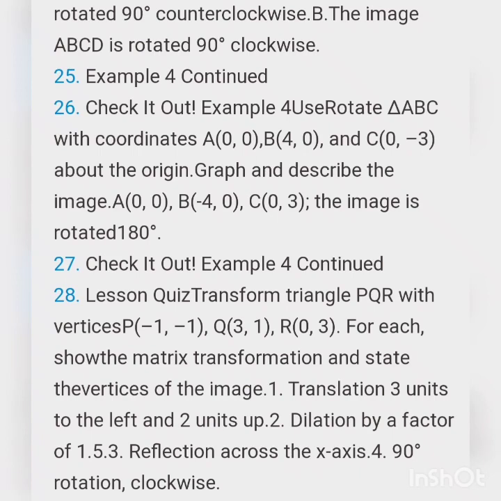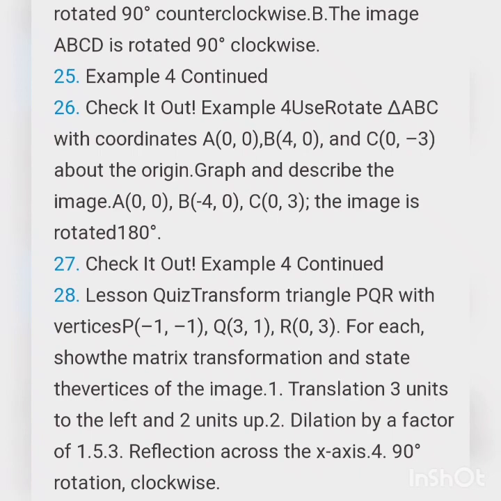Example 4: rotate triangle ABC with coordinates 0, 0, 4, 0, 0, minus 3 about the origin. Graph and describe the image: 0, 0, minus 4, 0, 0, 3. The image is rotated 180 degrees. Check it out. Example 4 continued.